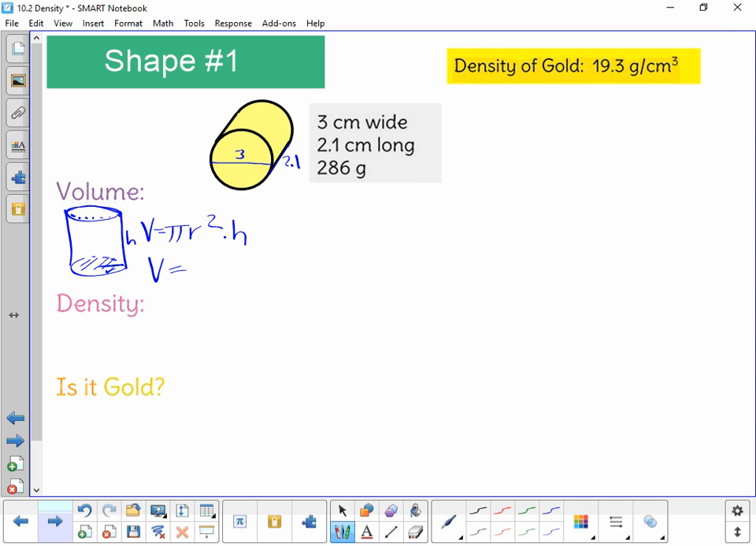In this case, the radius is only half of the diameter, so the radius is 1.5. And then we know the height. It's tipped on its side, so sometimes people have a hard time visualizing that 2.1 as a height, but that's exactly what it is. You could tip that cylinder up, and it would be the circle times the height. So the volume here, let's calculate that really quick.